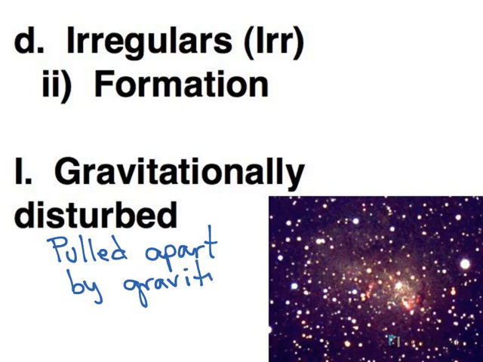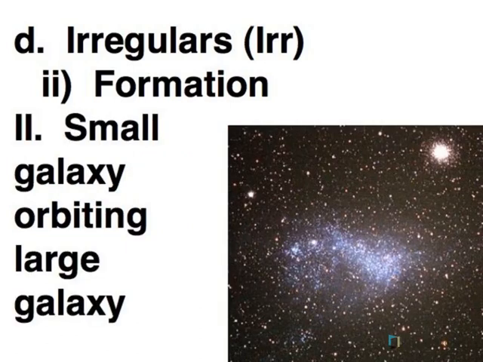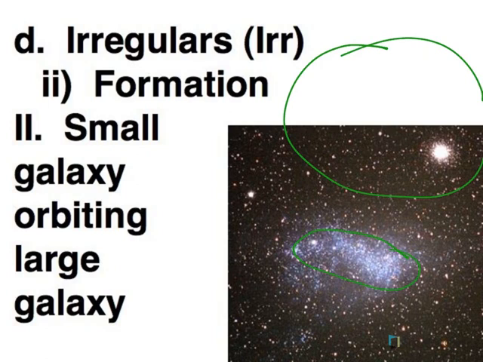And there's two main ways this happens. One is if you have a small galaxy orbiting a large galaxy. So let's say up here is our giant large galaxy, and this is our small galaxy. Well, gravitationally, the big galaxy is going to win. And what it's going to do is basically rip that small galaxy apart.